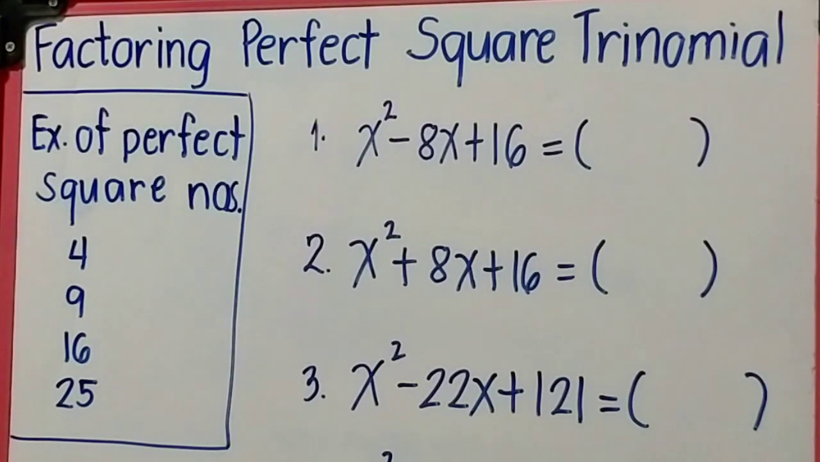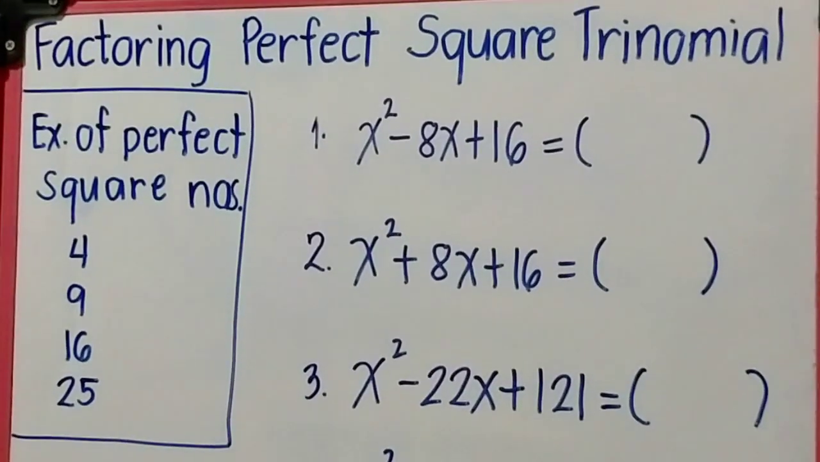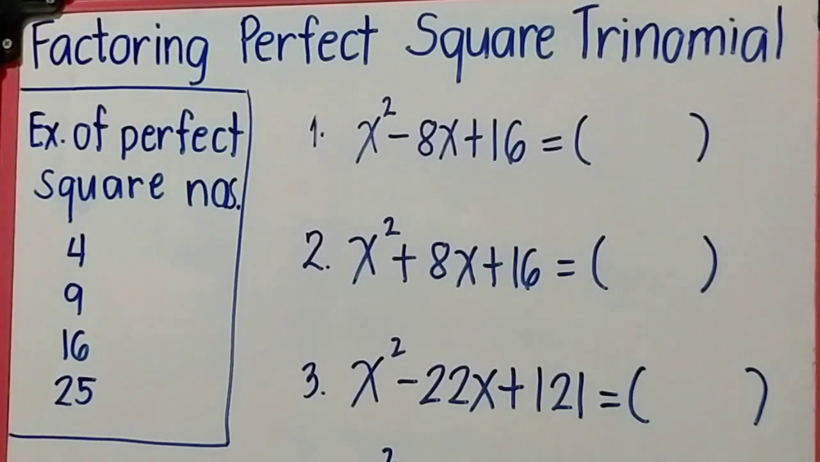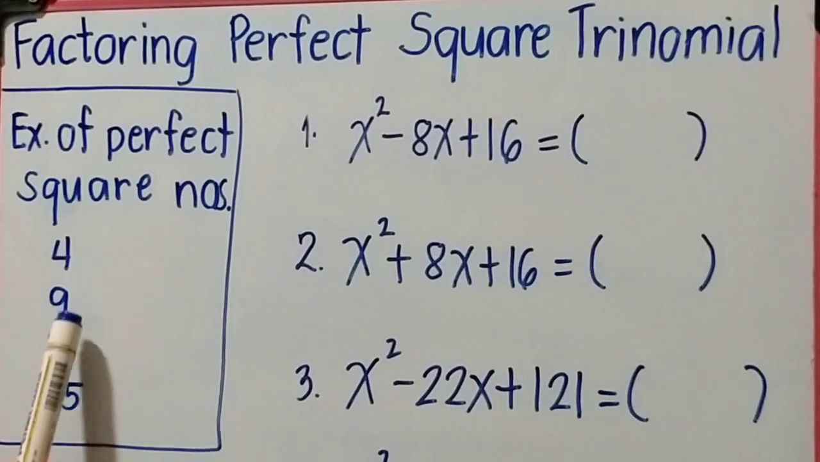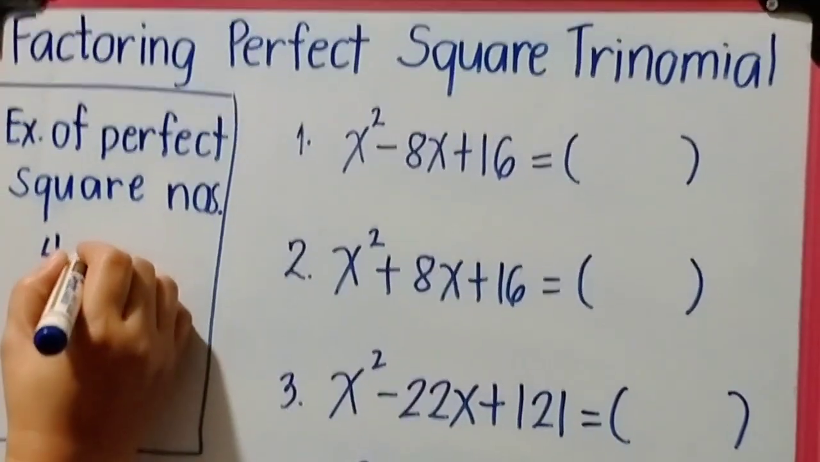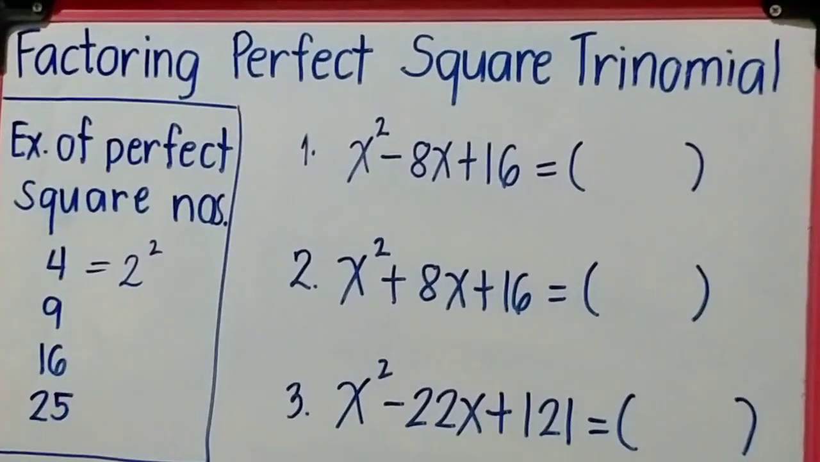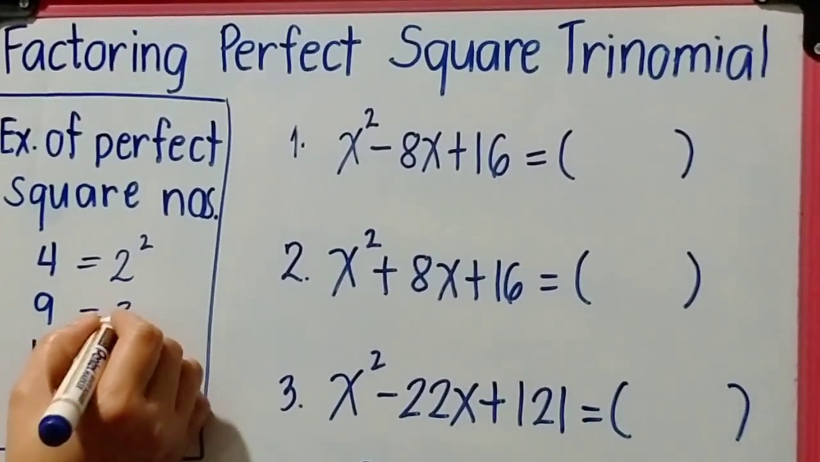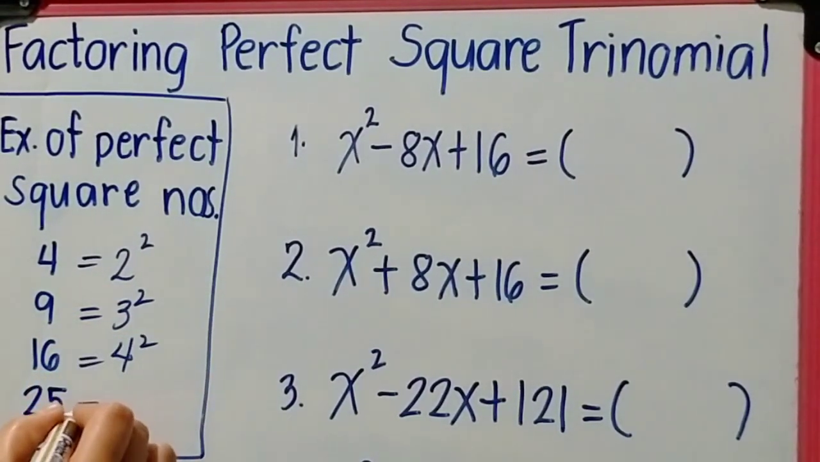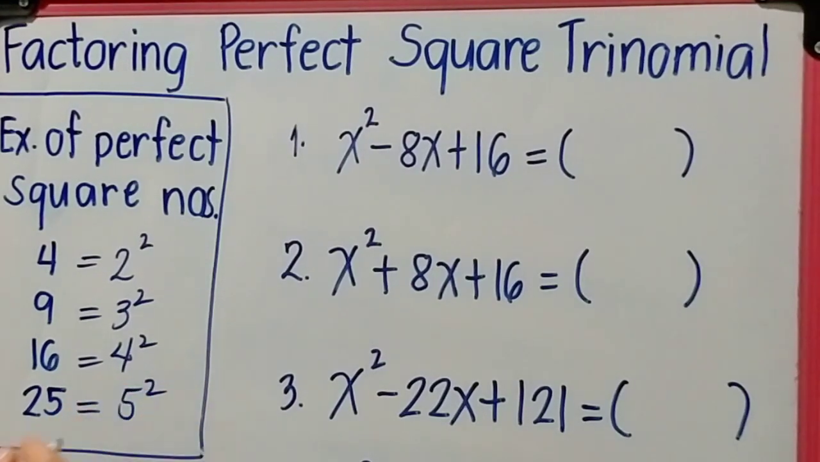Factoring perfect square trinomial. The factor of a perfect square trinomial is a square of binomial. Remember that a number is said to be perfect square if you can write it as a square of a certain number. Examples of perfect square numbers are 4, 9, 16, and 25. 4 is a perfect square because you can write it as 2 squared. 9 can be written as 3 squared. 16 can be written as 4 squared. 25 can be written as 5 squared.